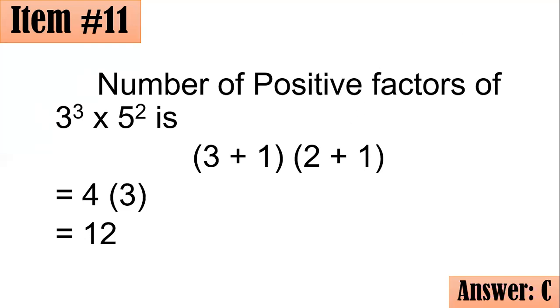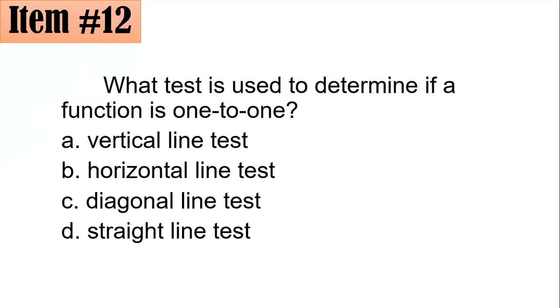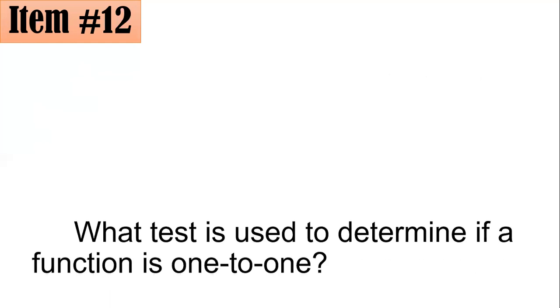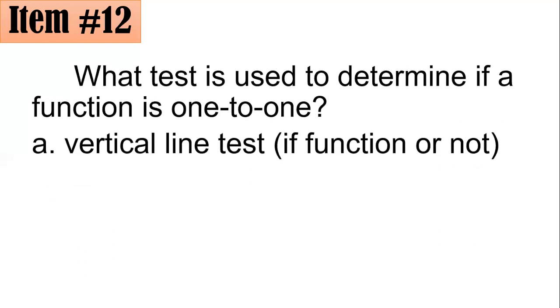Let's have item number 12. What test is used to determine if a function is one-to-one? Is it the vertical, horizontal, diagonal, or straight line test? What do you think? And the correct answer is, let's see. Vertical line test is used to determine if a particular graph is that of a function or not.